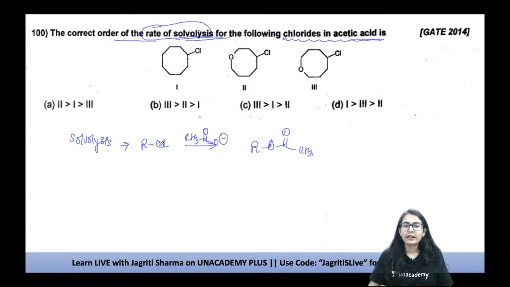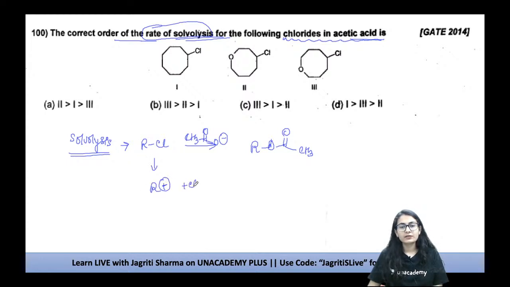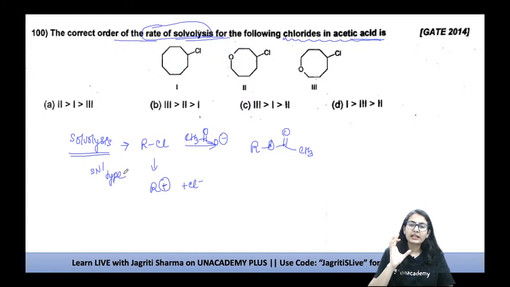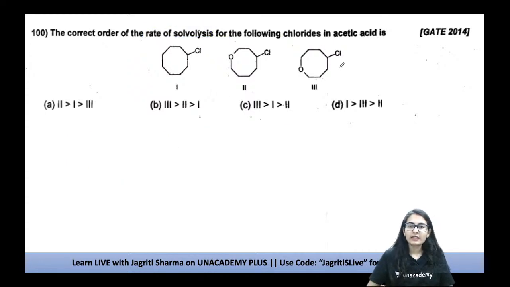Now it does not depend on whatever the solvent is, solvolysis is going to be faster if anyhow or somehow the carbocation is stabilized, isn't it? Yes, the solvolysis is basically your SN1 type reaction. Okay, and it is going to be faster if the intermediate is going to be stabilized. So what do we see over here? Now when this chlorine is leaving, then what do we have?